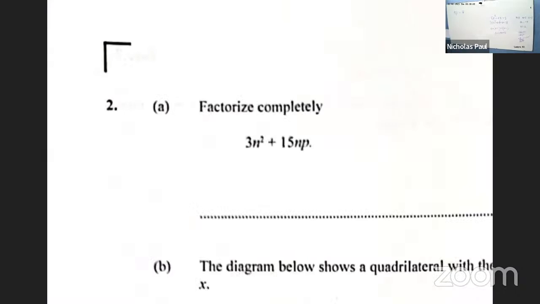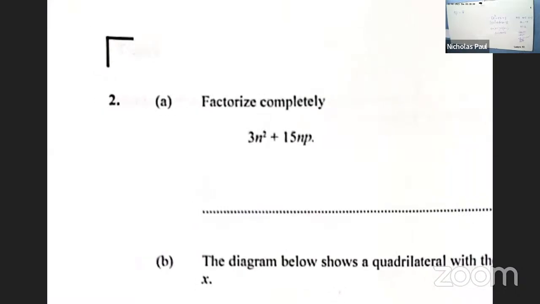All right, let's go. Next one, number 2A. Factorize that. Let's try to work a little bit, Jacob. Let's do some work. All right, just one question. Factorize here, please. Three n squared plus 15np.